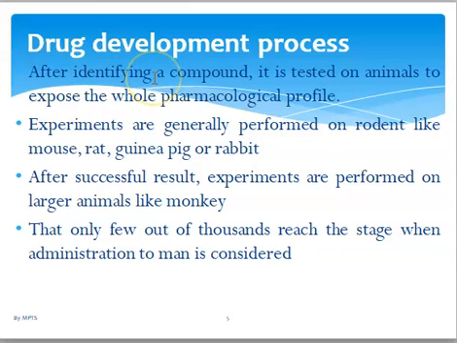The drug development process, how does it come? Remember, this is a short presentation. After identifying a compound in the lab, it's tested on animals to expose the whole pharmacological profile. Experiments are generally performed on rodents, like mice, rats, guinea pigs, or rabbits. After successful results, experiments are performed on larger animals like monkeys, and then only a few out of 1,000 agents reach the stage when they are administered to man. So this is the process, but there is a bigger process.